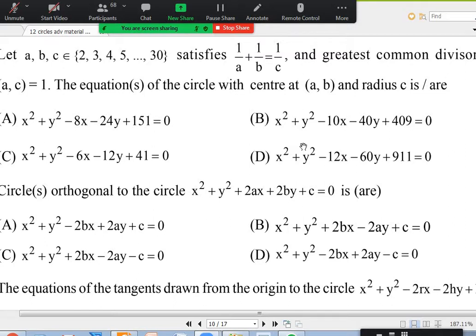1 by A plus 1 by B is equal to 1 by C. The greatest common divisor of A and B should be 1. A and C should not have any common factor other than 1. The equation circle with center A comma B and what is the radius. Okay, right.